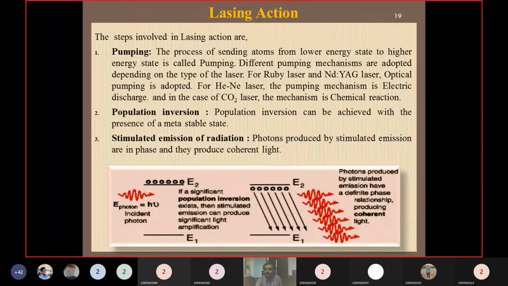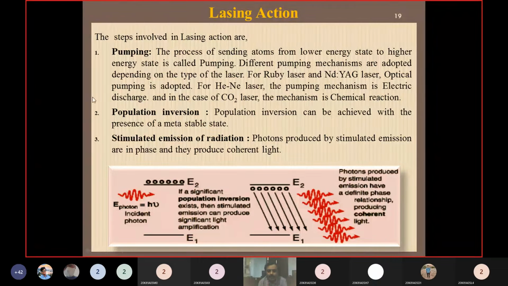Different pumping mechanisms are adopted depending on the type of laser. So we are taking different types of mechanisms. See here, examples are also given for the ruby laser and Nd-YAG laser. These are solid state lasers, ruby laser and Nd-YAG laser. In these solid state lasers, we will use the optical pumping mechanism.